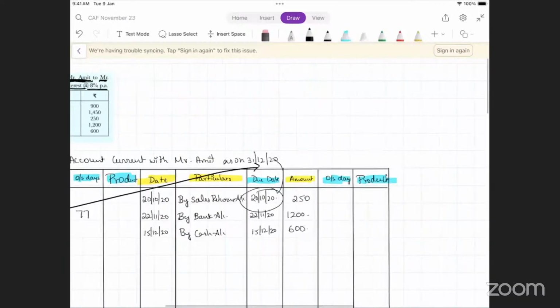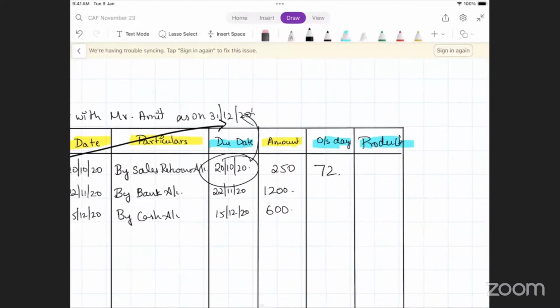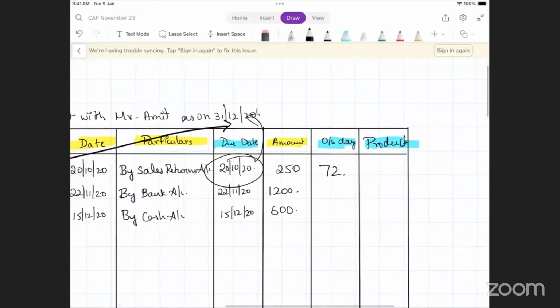Similarly, for all the transactions, from the due date up till 31/12, we have to calculate. 31/12 is fixed. The due date keeps changing. So 11 days in October, 30 days in November, 31 in December, 72 days. This is 8 plus 31, 39. This is 16 days.